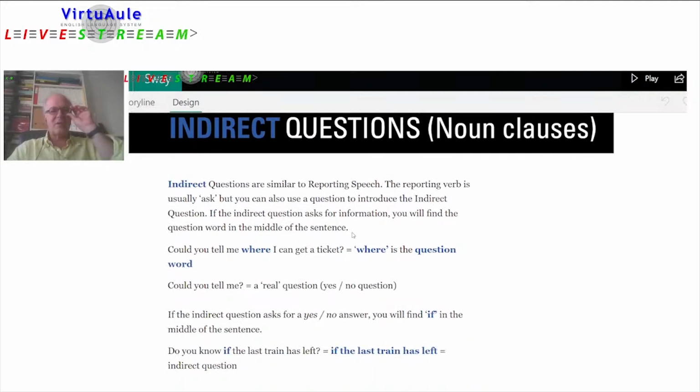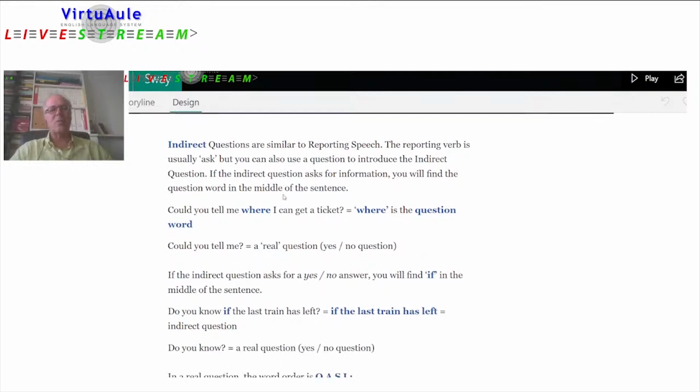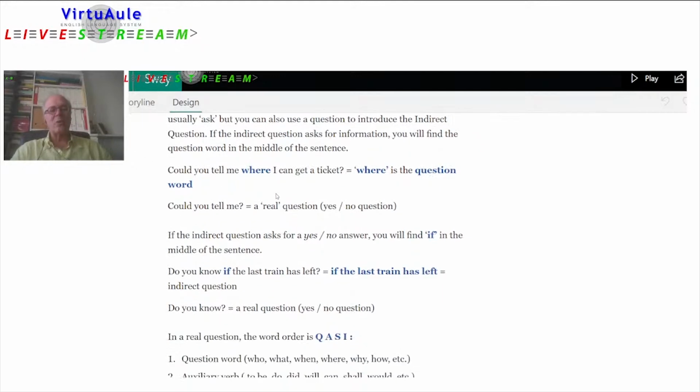Let's look at a little bit more with this indirect question, because indirect questions are another word for noun clause. Indirect questions are similar to reported speech. The reporting verb is usually ask, but you can also use a question to introduce the indirect question. If the indirect question asks for information, you will find the question word in the middle of the sentence. Could you tell me where I can get a ticket? Where is the question word, but look, it's in the middle of the question. Could you tell me is a real question. This has auxiliary, subject, and infinitive order.